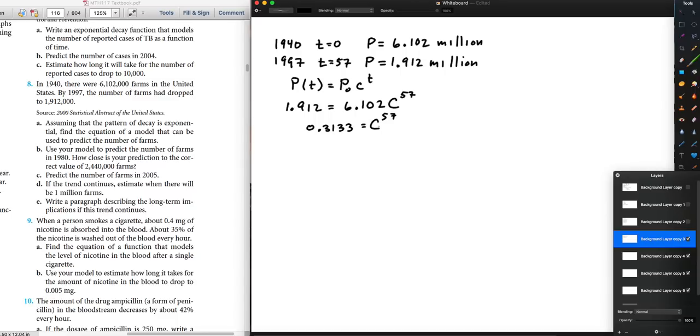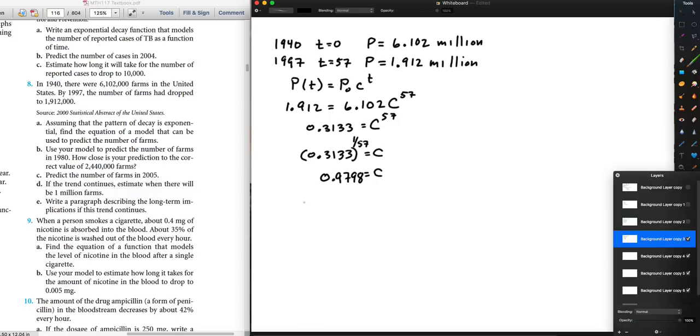0.3133. Now remember how to solve this. C to the 57 equals this number over here, so that means C equals 0.3133 to the 1 over 57. Put that in your calculator carefully, and you should get out 0.9798.